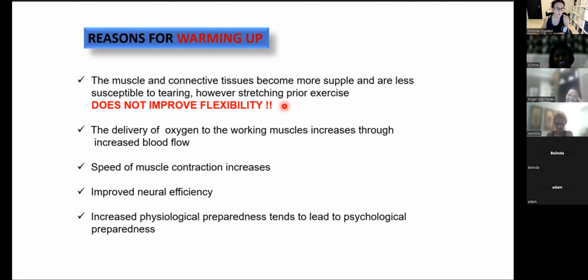Right, so again, reasons for warming up. We talked about this one or not. It improves delivery of oxygen to the working muscle through increased blood flow, and the speed of muscle contraction increases when you're warm. It improves neural efficiency, and it increases the physiological and also the psychological preparedness, okay? So you're both physically and psychologically prepared for the exercise which comes, okay? So this is the reason for warming up.